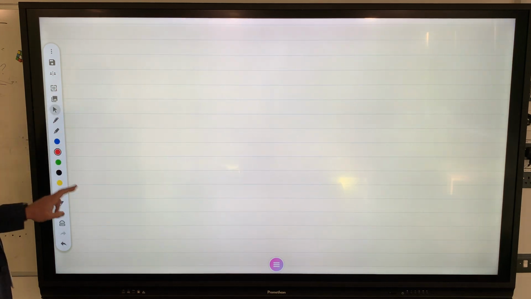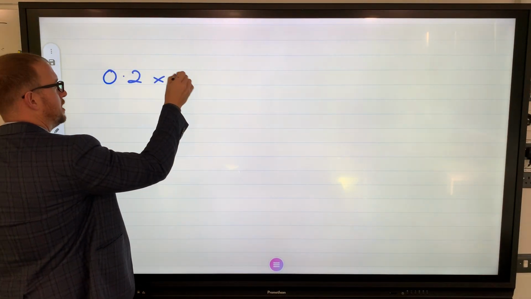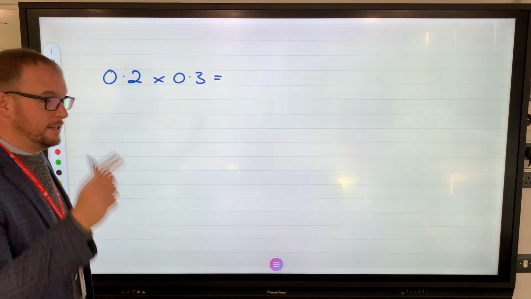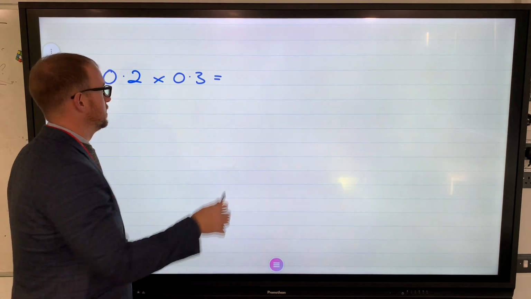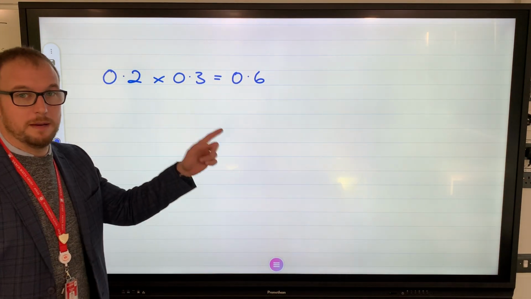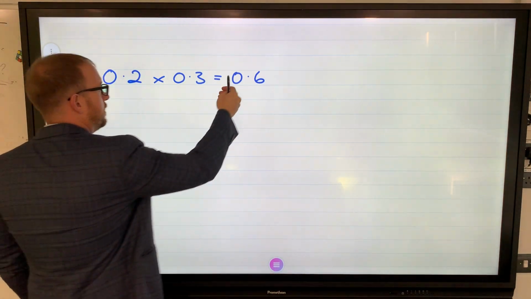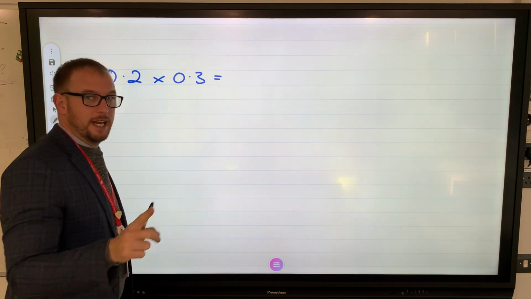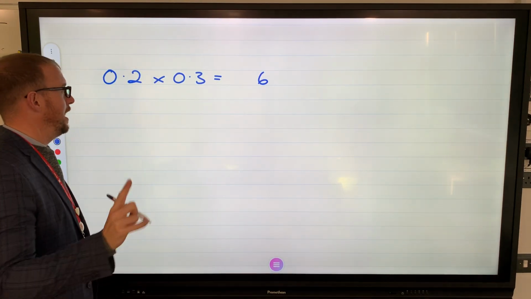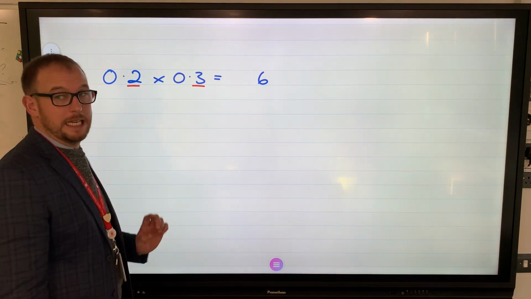Multiplication. 0.2 times 0.3. Have a guess. No, it's not 0.6. If I had 10 pence for every time I saw that answer, I would be a millionaire. However, the 6 is correct.